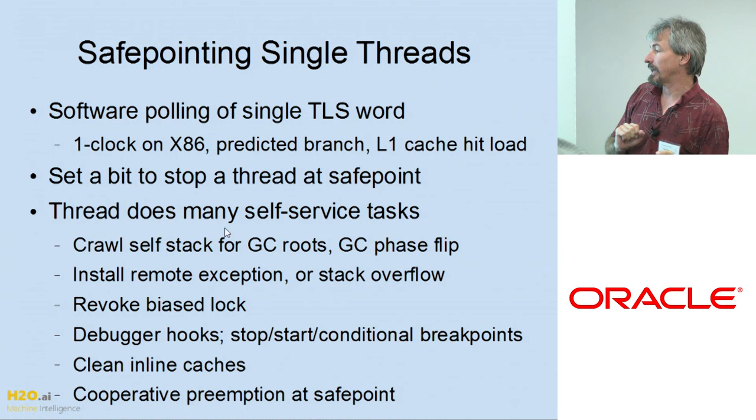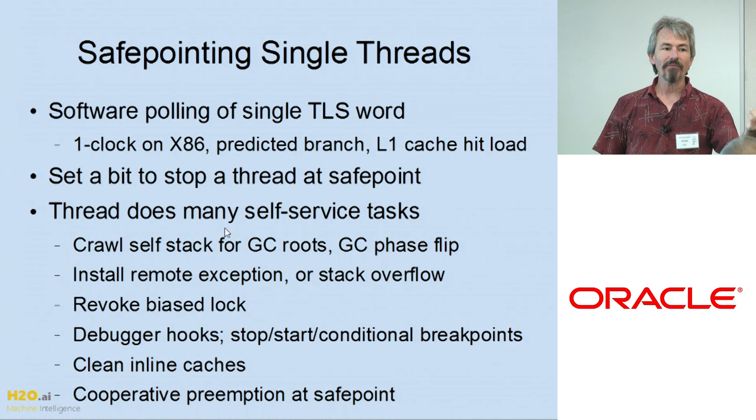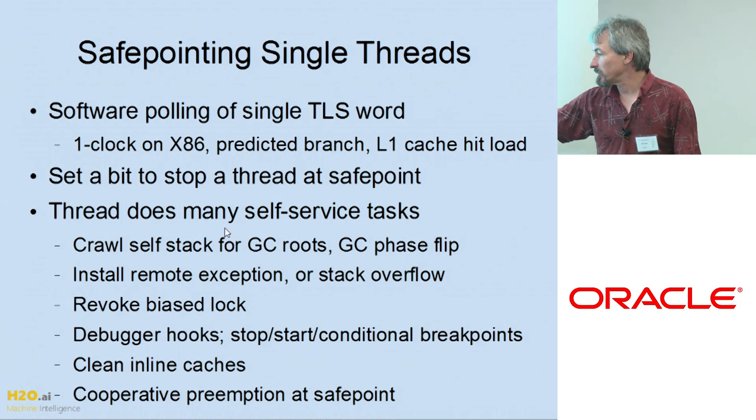Revoke a biased lock. You hold on to a lock, but you weren't really paying attention anymore. You're trying to be fast about it. Somebody else says, I want that lock, and you have it. Do you actually have it, or are you just lying about it? And he has to crawl his own stack and discover is it locked or not. So it's a self-service lock tax. Same for debugger hooks, conditional breakpoints, inspecting the stack, cleaning inline caches.